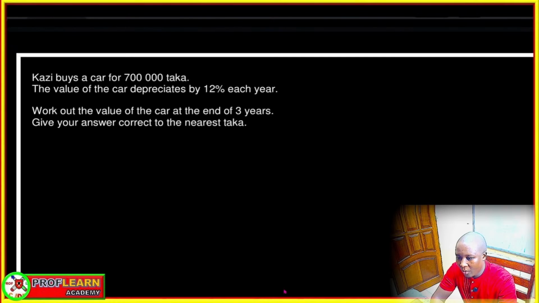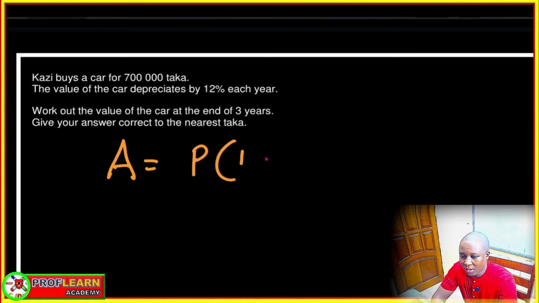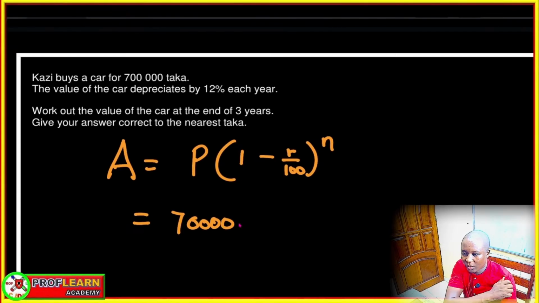And in here, we're going to use the formula amount equals P times 1 minus R over 100, raised to power N. But if the value was increasing, if the value was appreciating, we could have said 1 plus R over 100 raised to power N. P is the value of the car, N is the period, and R is the rate at which the value is depreciating.